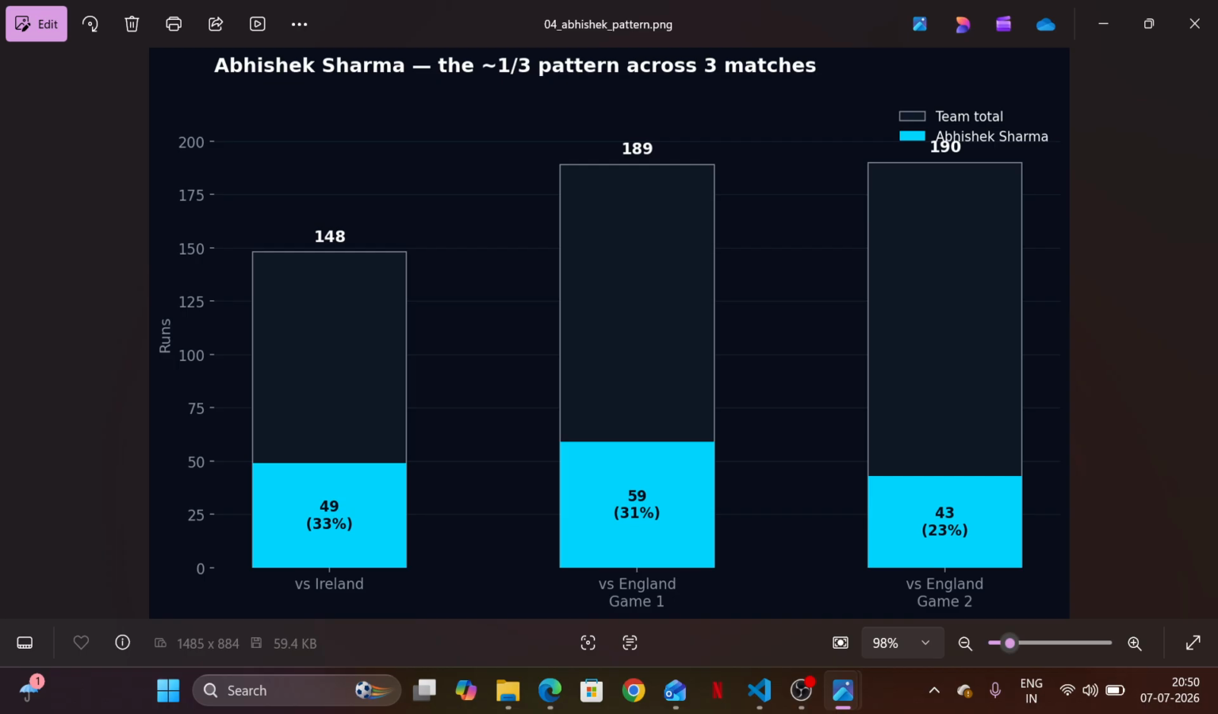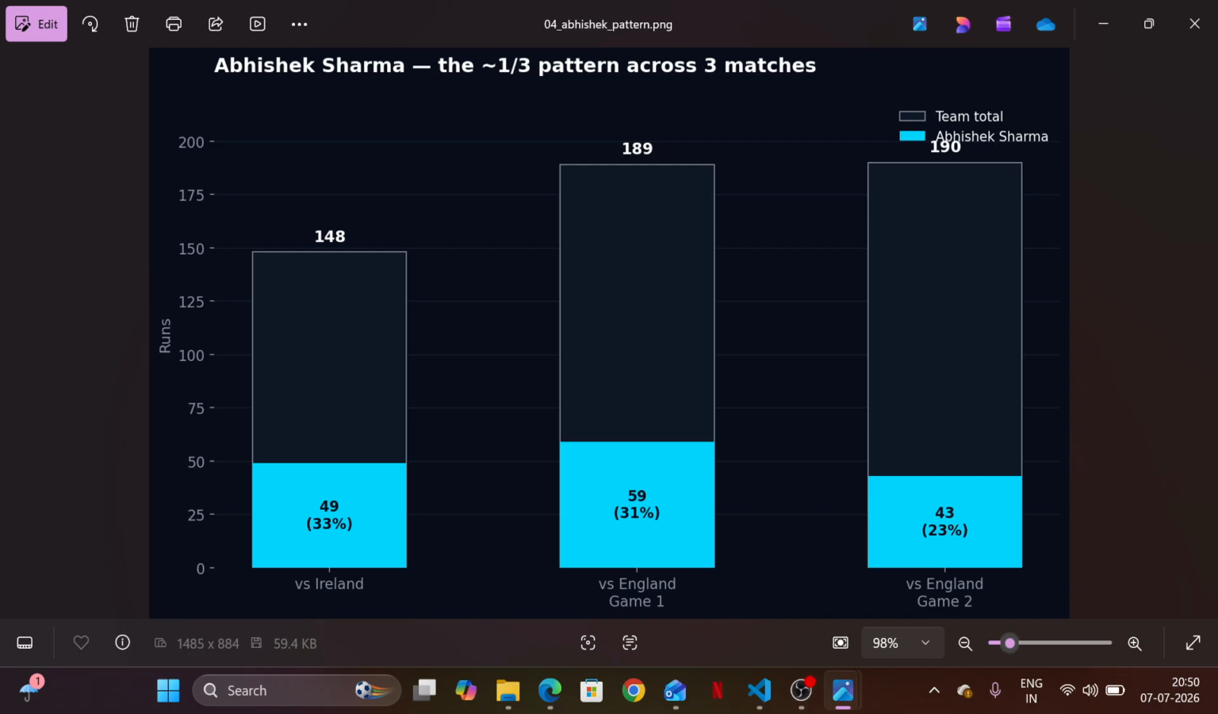Now he faced Josh Tongue, who was also on debut. Later he hit Jofra Archer over fine leg for a six, and he also picked the slower ball of Josh Tongue and put it over the ground. So these two shots were, I think, a statement from him that he is here to stay.